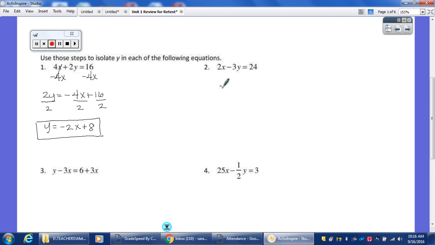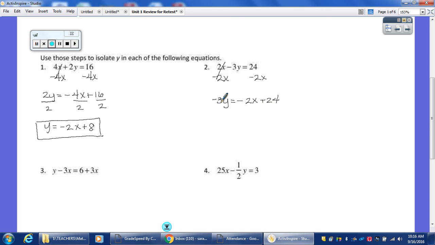Okay, I'm coming over here to number 2, and again I'm going to isolate y. And the first step to doing that is to get rid of anything that's on the same side of the equal sign as y. And so what I've got over here is a 2x that is on the same side of the equal sign as y. And so I'm going to get rid of that 2x. It's a positive 2x, so I'm going to subtract 2x from both sides. And when we do that, this goes away on this side. And we end up with a negative 3y, and it's negative because that minus sign is attached to the 3. So it doesn't matter what happens with the 2x, that minus sign stays. So it's negative 3y is equal to negative 2x plus 24.